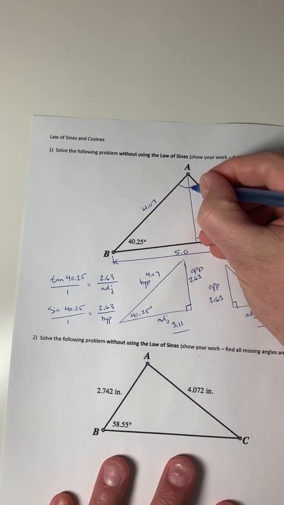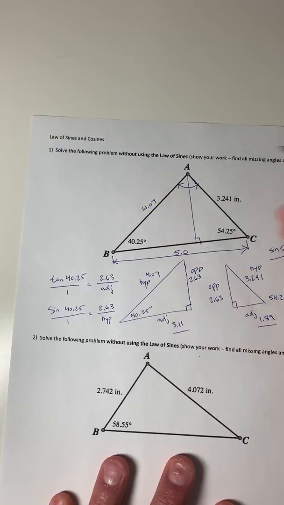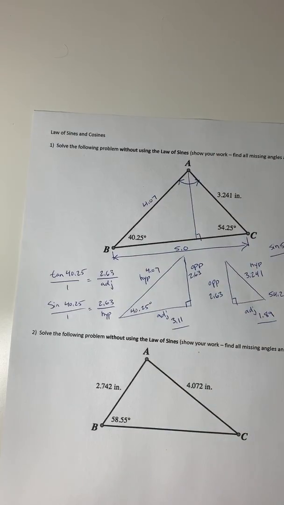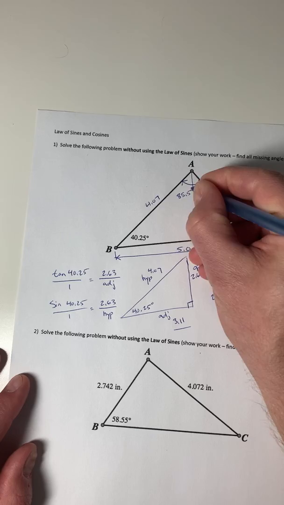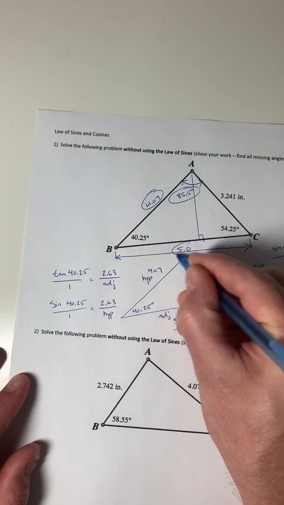Last thing is to calculate the angle on top there. And to do that, I use the fact that a triangle still sums to 180 degrees. So this would be equal to 180 minus 40.25 minus 54.25, which is 85.5 degrees. Circle my 3 answers here.